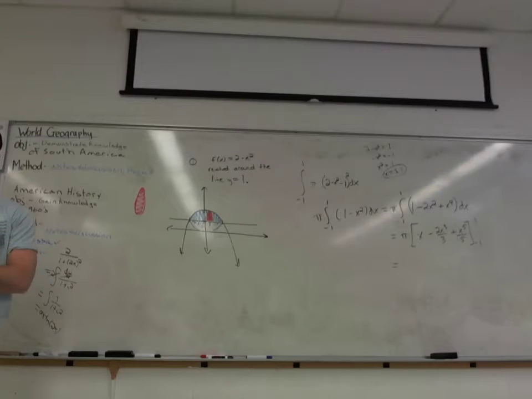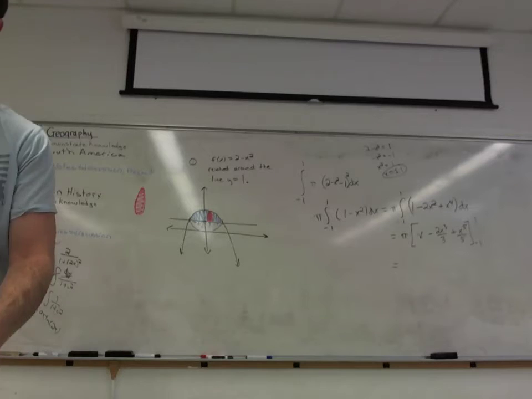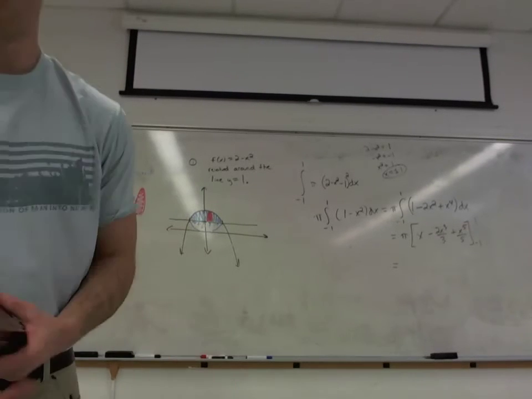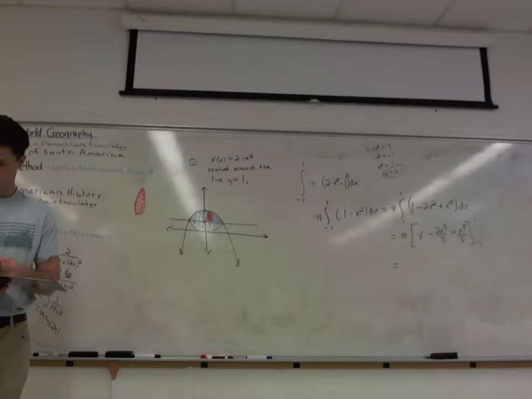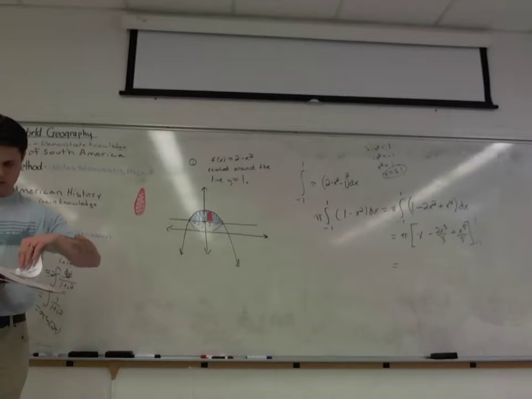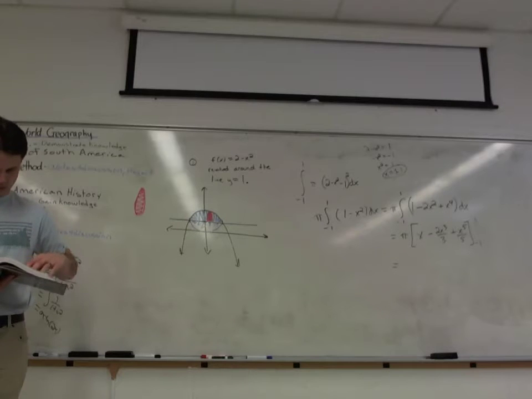Do I have another good example? Let's see. Good. 15, so 30 minus 20 plus 6 and 15. Ooh, that's a good one.